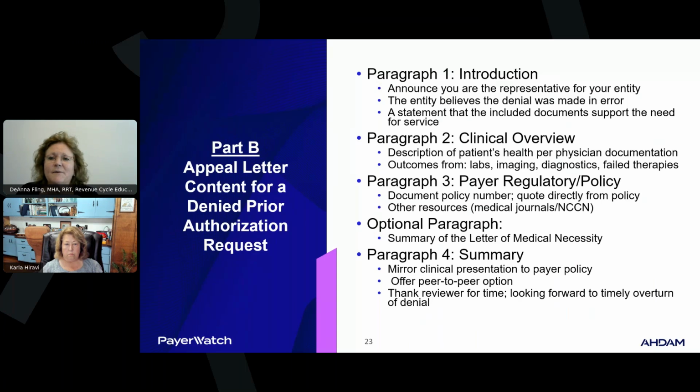And then lastly, the last paragraph is bringing the clinical scenario together with the regulatory to justify the need for service. Always thank the medical reviewer for their time. If appropriate, request a peer-to-peer. Request a thorough and complete review of all documents with the appeal letter, and say that you are looking forward to an overturn of the denial with the appropriate authorization number.